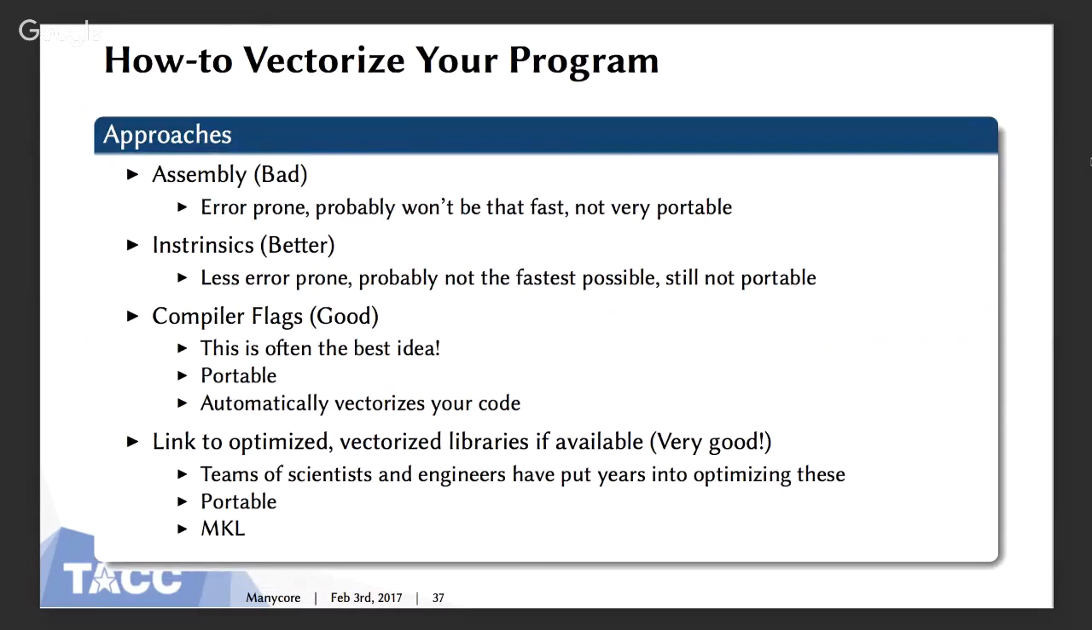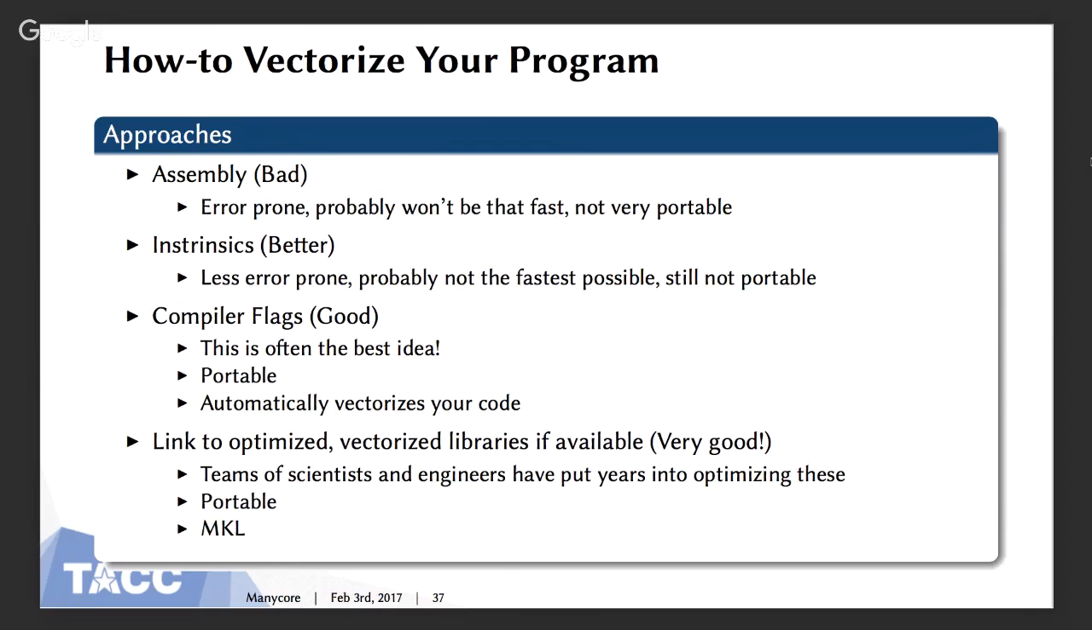So some general guidelines for how to vectorize your program. Turns out conveniently that it doesn't require a whole lot from you if you follow these guidelines. The first approach that you might do, if you're crazy, is write the code in assembly, or write the kernel that you want to compute in assembly. It's generally a bad idea unless you're a robot. It's going to be error prone. It's really hard to get this stuff right. It probably won't be that fast because it's just really hard to get this stuff right. And it's not going to be portable at all. As soon as you try to run it on a different architecture, it's not going to run because you're using instructions that architecture doesn't have.